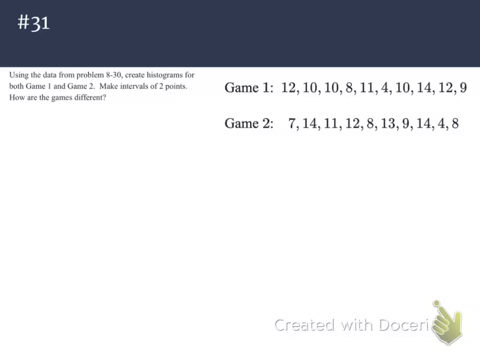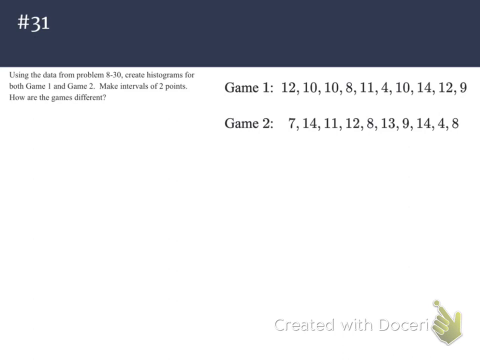Number 31. It says, using the data from problem 30, create histograms for both games 1 and 2, make intervals of 2 points. And then at the very end, once we create those histograms, it's asking us to answer the question, how are the games different? So we have our two data points for game 1 and game 2.